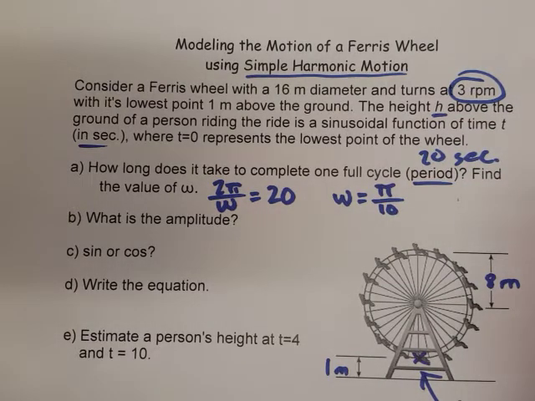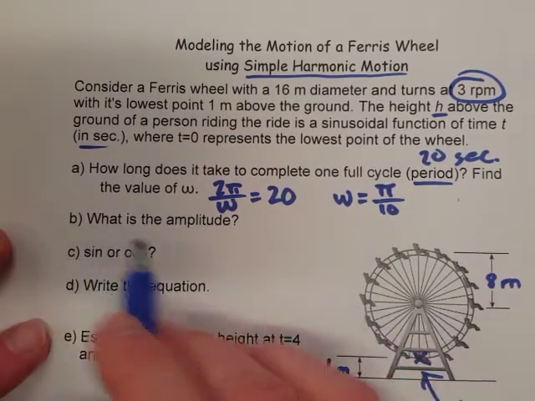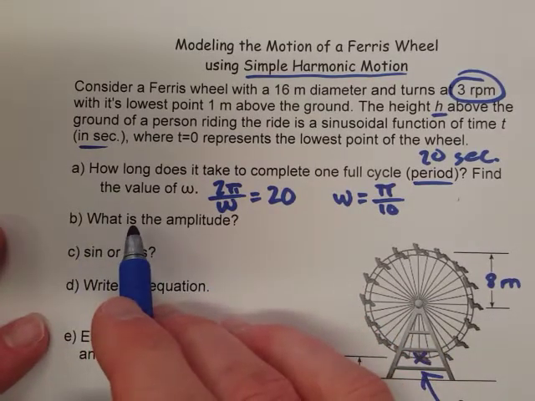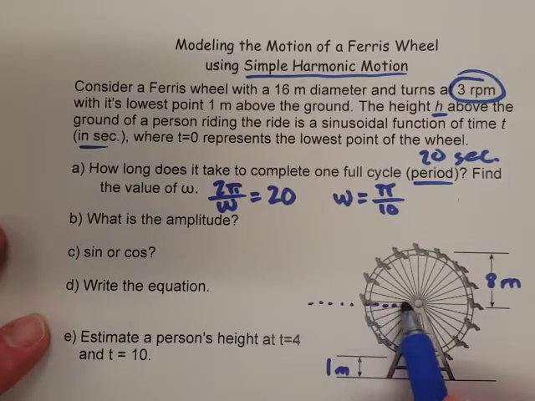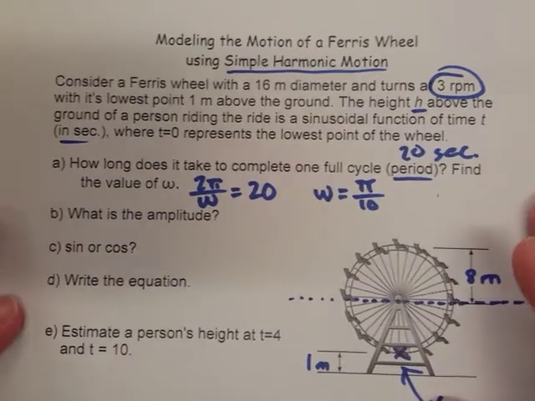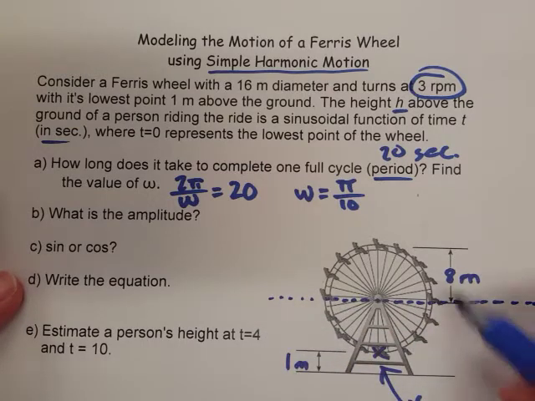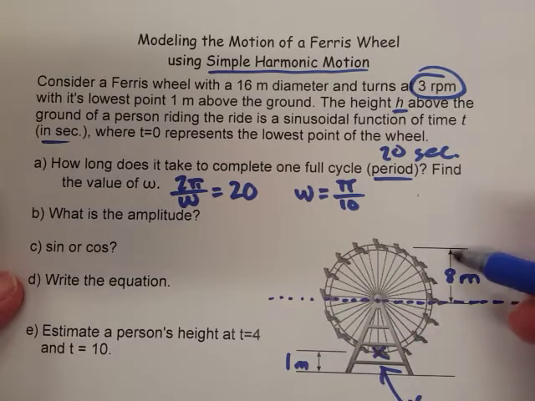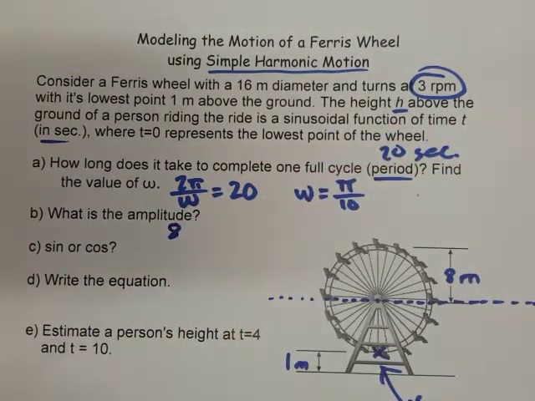Next, what is the amplitude? Well, the amplitude is how far above or below the center that this thing goes. And the center of the Ferris wheel here we might want to just represent with a dotted line. That pretty much just represents the x-axis in this case. So that x-axis is the center. How far above or below do we go? Well, that's the radius of the wheel, so that's our 8 meters. And so we say the amplitude here is 8.